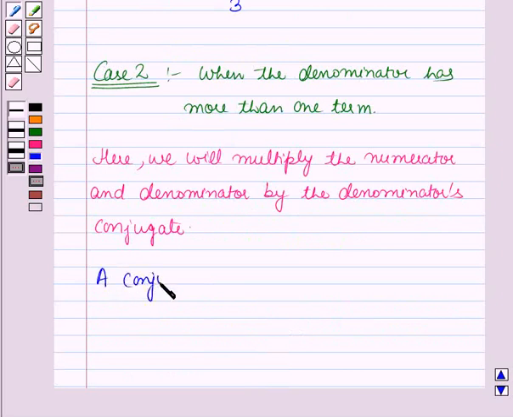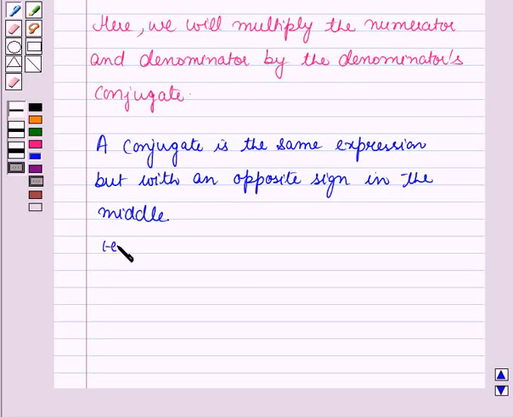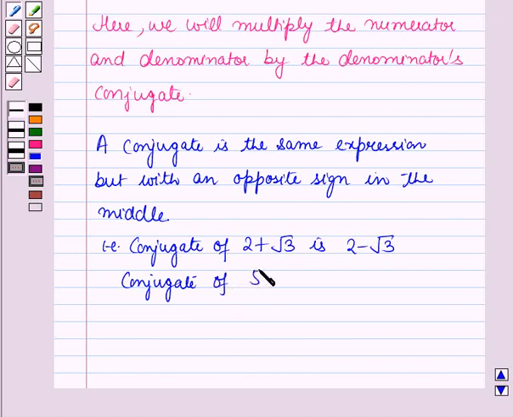Now a conjugate is the same expression but with an opposite sign in the middle. That is, conjugate of 2 plus root 3 is 2 minus root 3, and conjugate of 5 minus root 2 is 5 plus root 2. That is, the expression is the same, but we are changing the sign in the middle.